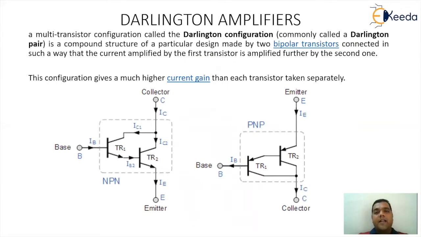Now the next category of amplifier we are trying to study is basically called as a Darlington amplifier. Now what is basic difference between a Darlington transistor and a normal transistor? A normal transistor will have three terminals, collector, base and emitter. And also the Darlington transistor will have three terminals, collector, base and emitter. So overall, if you observe, the terminal representation for both the transistors remains the same.